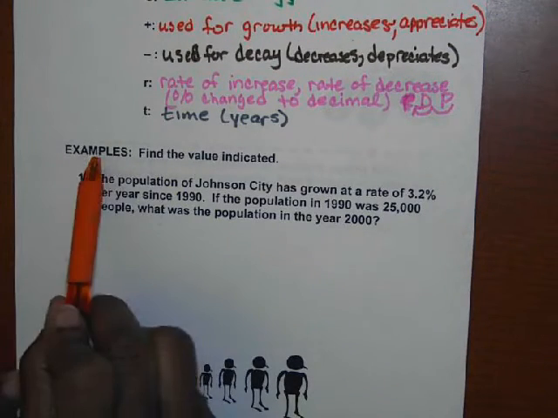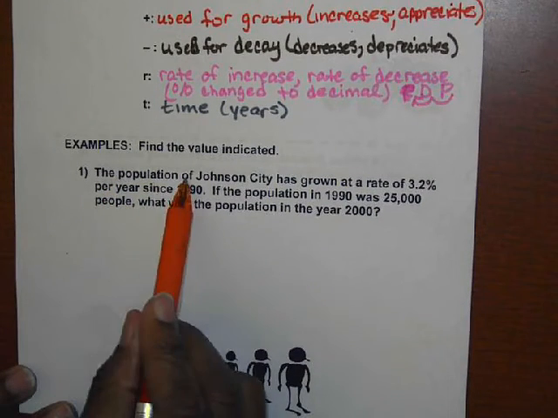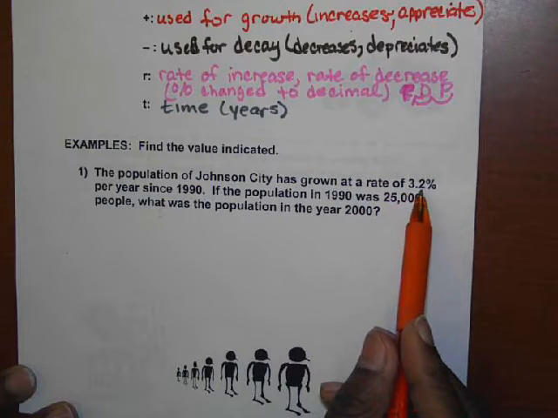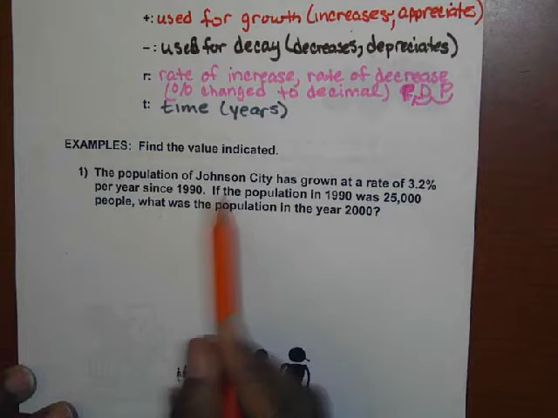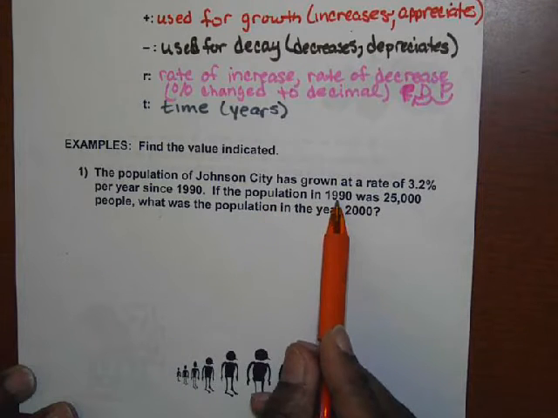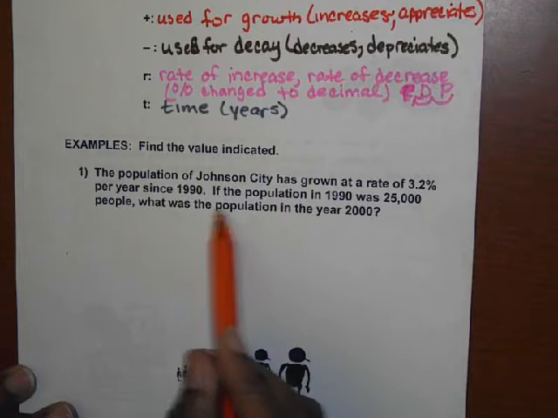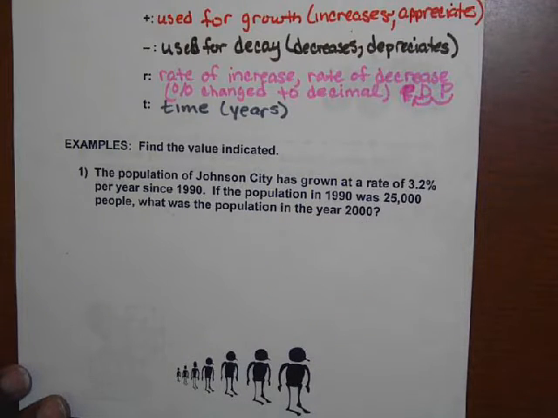Alright, examples. Find the value indicated. The population of Johnson City has grown at a rate of 3.2% per year since 1990. If the population in 1990 was 25,000 people, what was the population in the year 2000? Okay, so first we need to identify our given information. So we need to write it out. Yes, you have to write it out.